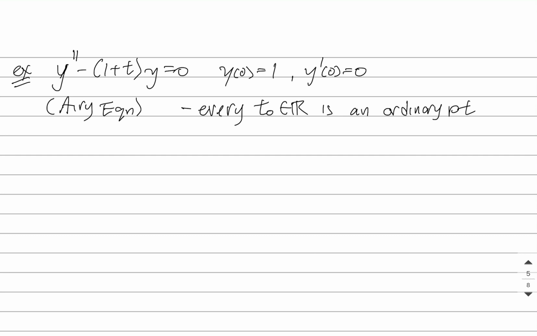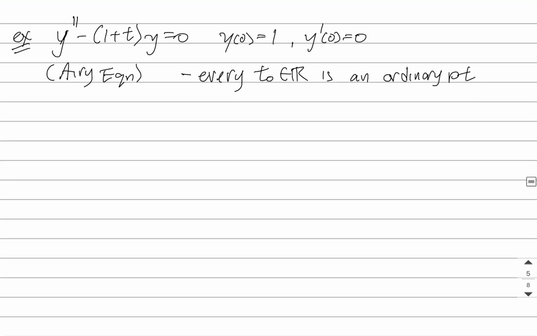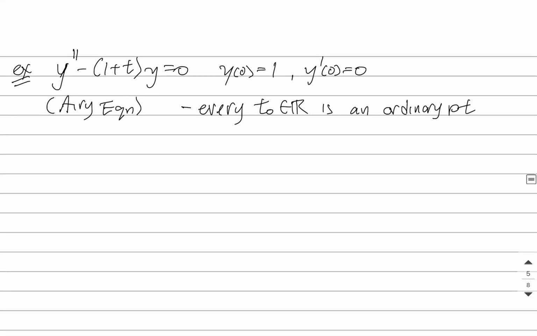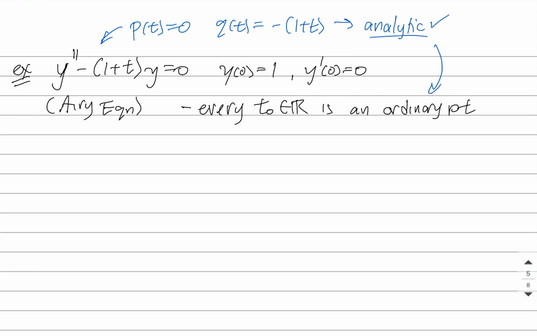Now, this equation has no y prime term. So if you take a look at it here, p of t would be 0, and q of t is just this linear function 1 plus t. So they are both analytic. And that means every single point that you want is an ordinary point. What that means is that you can pick any point you'd like to be the center of your power series.